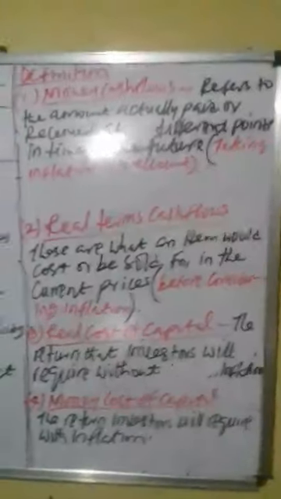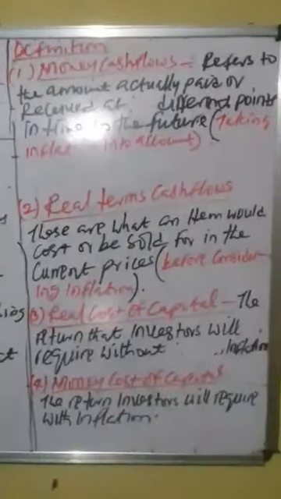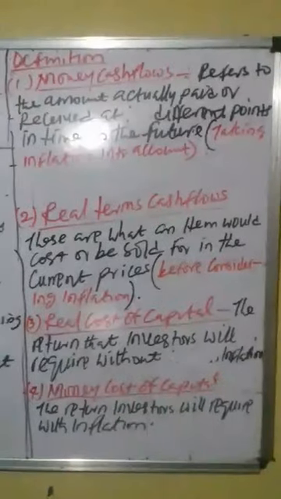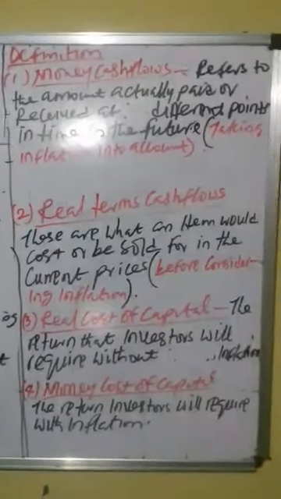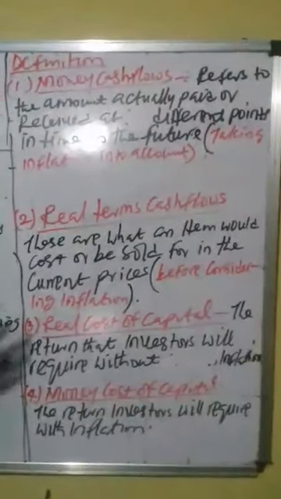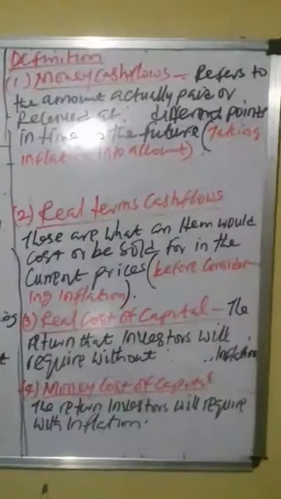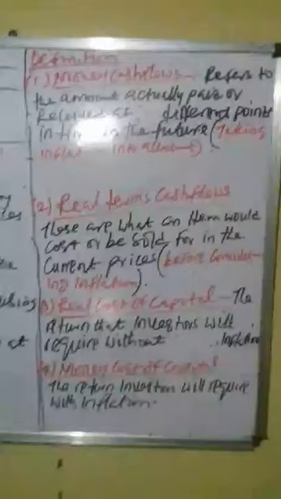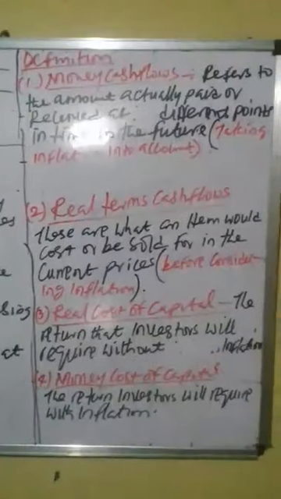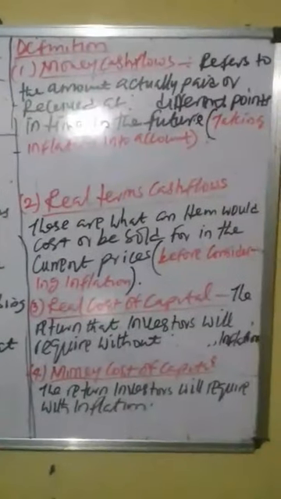We can look at the definition of our terms. For money cash flows, we say money cash flow refers to the amount of money paid or received at different points in time in the future when inflation has been applied. And real cash flow is the value that the item will cost or will be sold for in the current time.